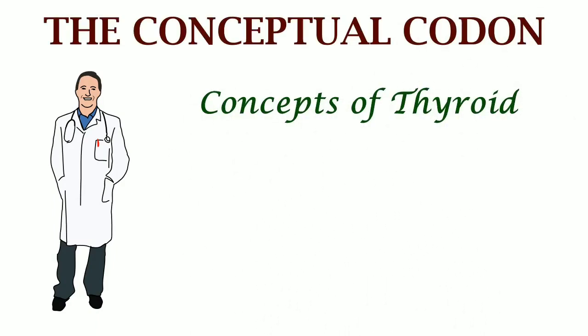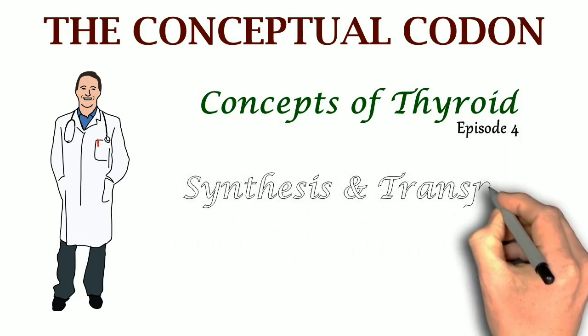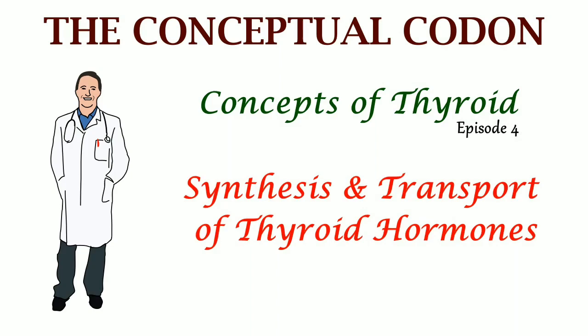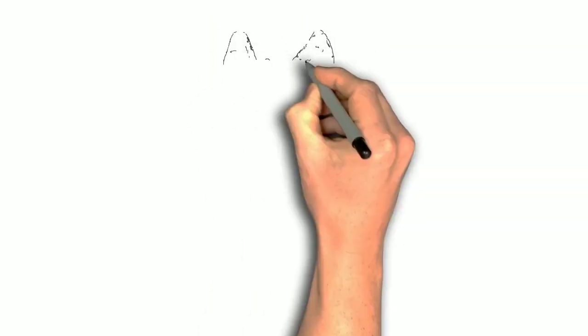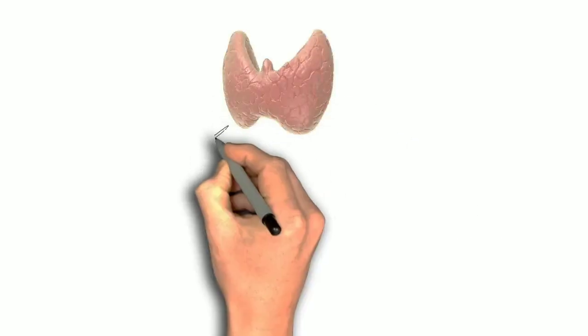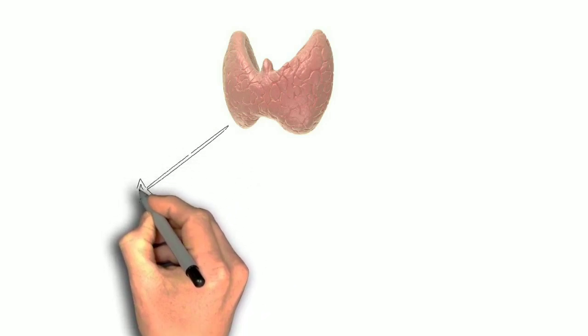Today in episode 4 of Concepts of Thyroid, we will discuss how thyroid hormones are actually produced in our body and their transport. So obviously, the thyroid gland takes up the responsibility for synthesis, storage and secretion of thyroid hormones.